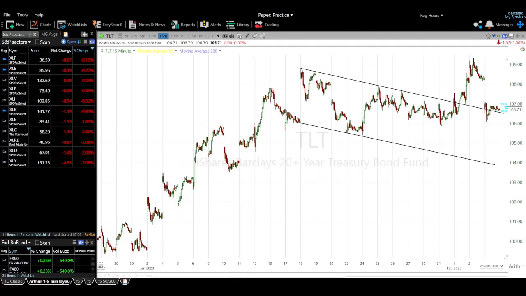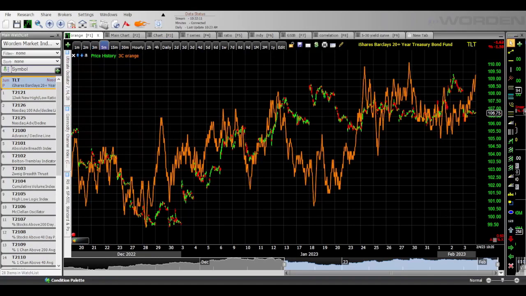As far as what 3C is saying about it, let me cue that up real quick. Taking just a minute longer. I've got so many programs open here. All right, I'm going to transition over to a 3C chart of TLT. And that should be coming up for you now.